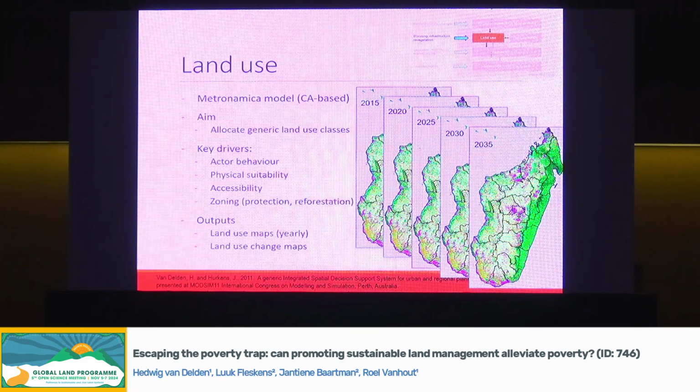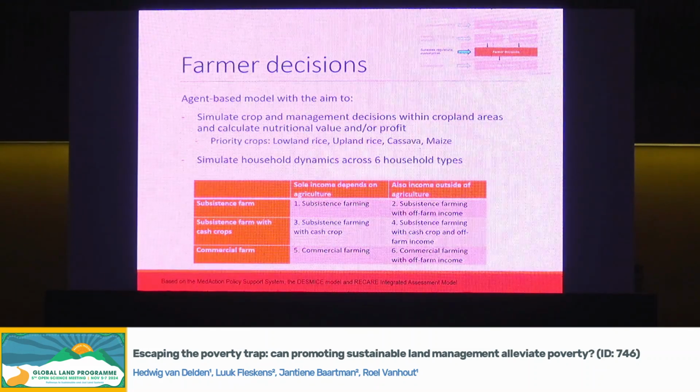On an annual basis, this information is fed into the farmer decision model, which is an agent-based model, and that has the aim to simulate crop and management decisions within those cropland areas and calculate the nutritional value or the profit, depending if you're a subsistence farmer or also selling your product. It also has a household dynamics model, which simulates across 6 different household types, as you can see in the bottom. On the one hand, we have subsistence farming with some cash crops and really commercial farming. And the other part of the table says if they have an off-farm income or not. So how diverse their family income is.